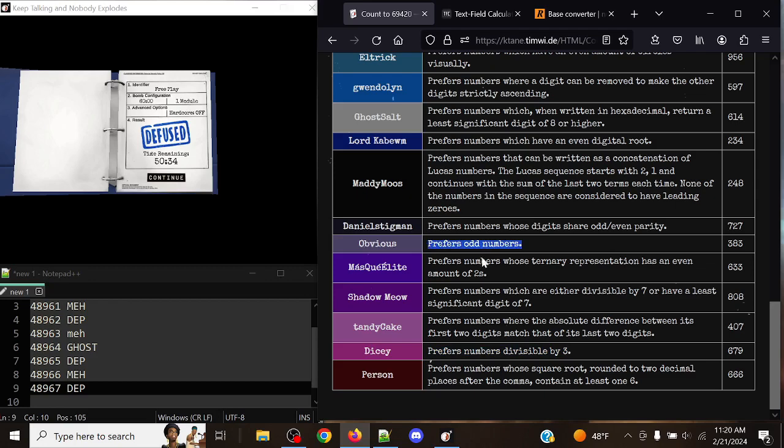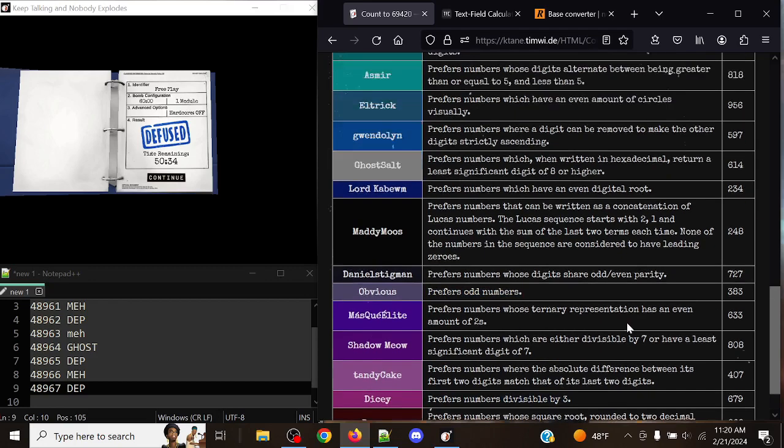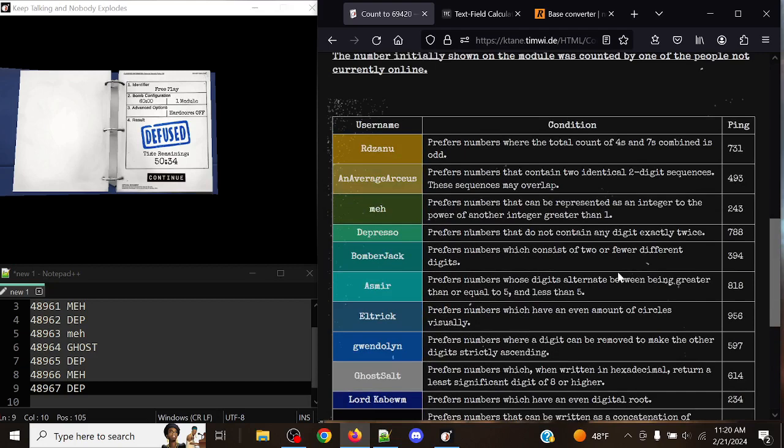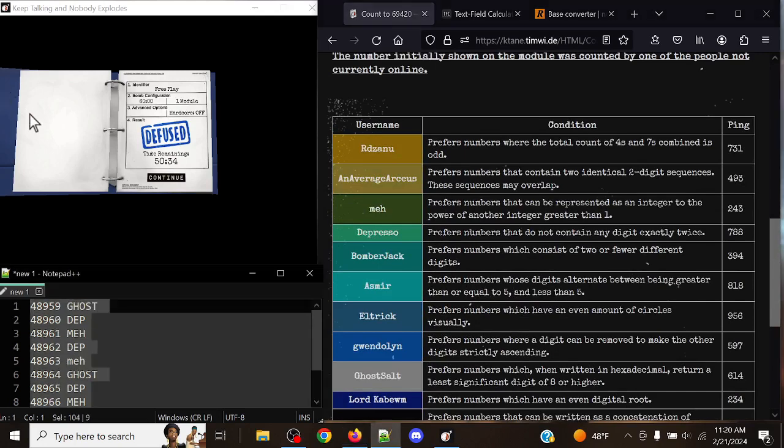Or obvious, even. Obvious prefers odd numbers. Dicey prefers numbers divisible by 3. Like, you can't go wrong with those rules. So just be very careful when doing this, and when you're moving on to the next numbers, make sure that you're not considering the person who previously typed it, because that's going to save you a lot of time. And that's really all there is to it.